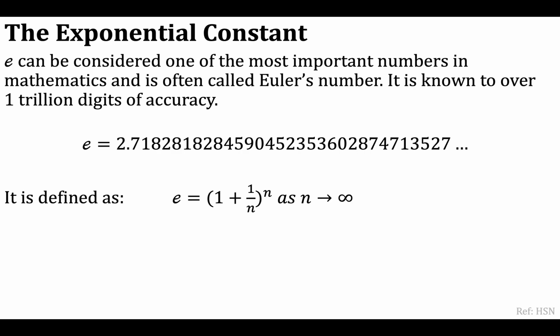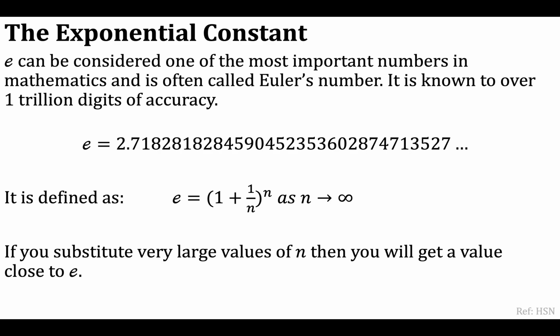Now we can actually define e as 1 plus 1 over n all to the power n as n tends to infinity. And basically if you substitute very large values of n into that equation, then you will get a value for e which is very close to this figure that I've stated here.